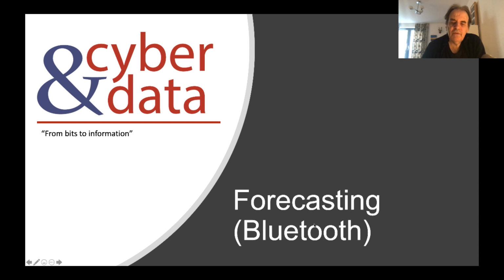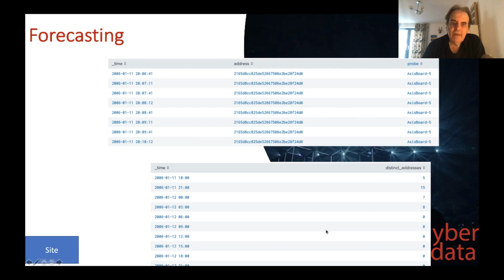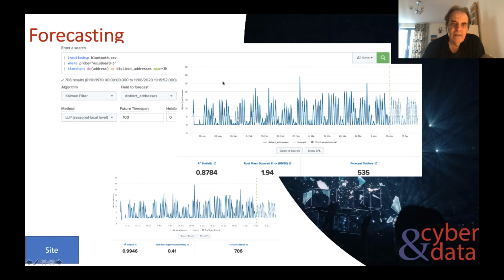Okay, so let's look at an example of forecasting with Bluetooth. In this case, what we have is a number of Bluetooth devices in an area, and these are the Bluetooth MAC addresses that we see, and the probe here, and the timestamp. What we'll do is band them together into 3-hour intervals from these timestamps, and then we'll count the number of distinct addresses that we see in there. So we can get Splunk to take this and then produce a much cleaner data set here. Then what we'll do is apply our filter.